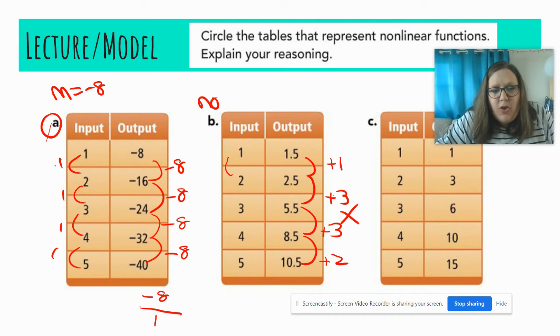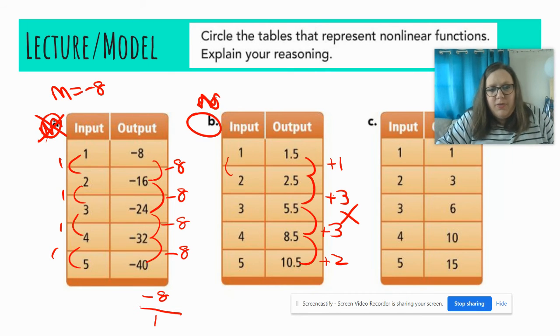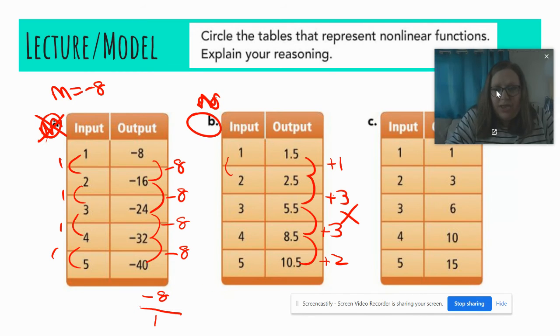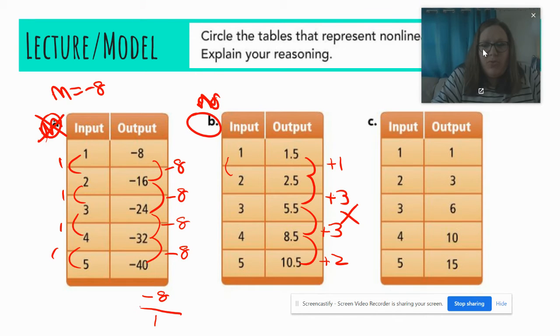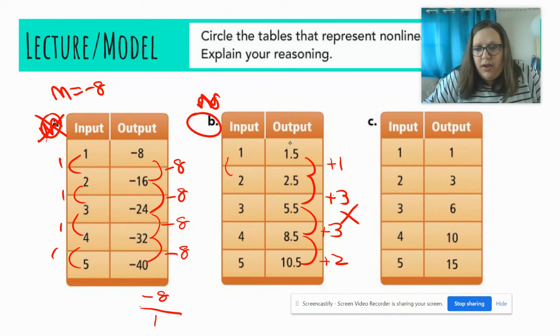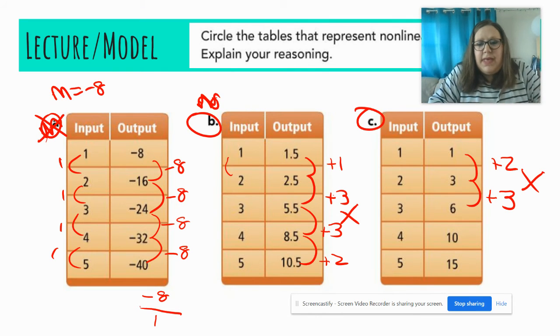It's what represents nonlinear. So this would be no. That's linear. This is nonlinear. Sorry, I need to read the questions more carefully. So B would be nonlinear because the outputs are not at a steady rate. We have up 1, up 3, up 3, up 2. No, that's all over the place. Can't happen. All right, let's look at option C. We have +2, 3 to 7. I can already see one's +2 and then the next is +3. This is not linear. So B and C are nonlinear because the outputs do not increase at the same rate.